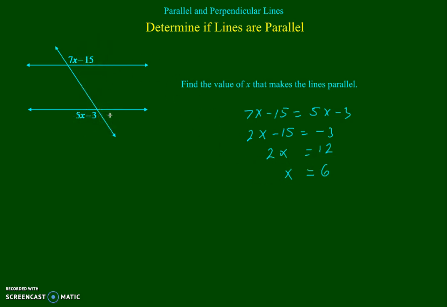Now we're not told to find the value of these angles, but I want to show you something that's really important here. If we were to substitute this x value in for the x expression here and here, we would get an interesting result. So let's go ahead and do that. This angle is 5 times x, which is 6, minus 3. So that's 30 minus 3, which is 27 degrees. And here we have 7 times 6 minus 15, which is 27 degrees.